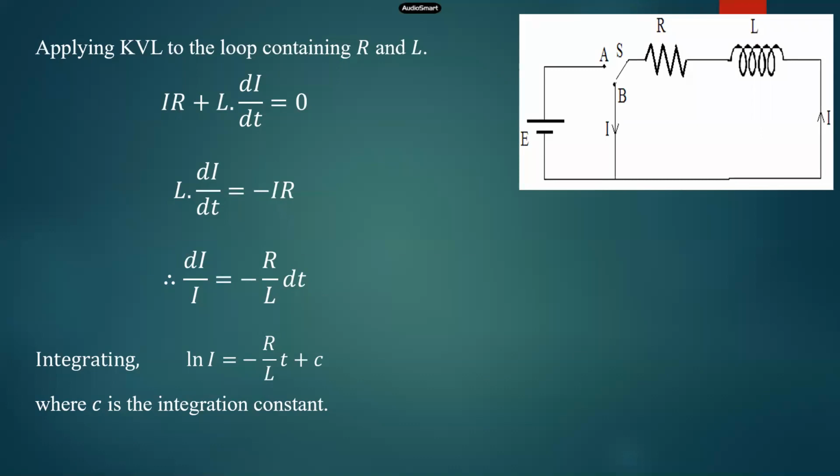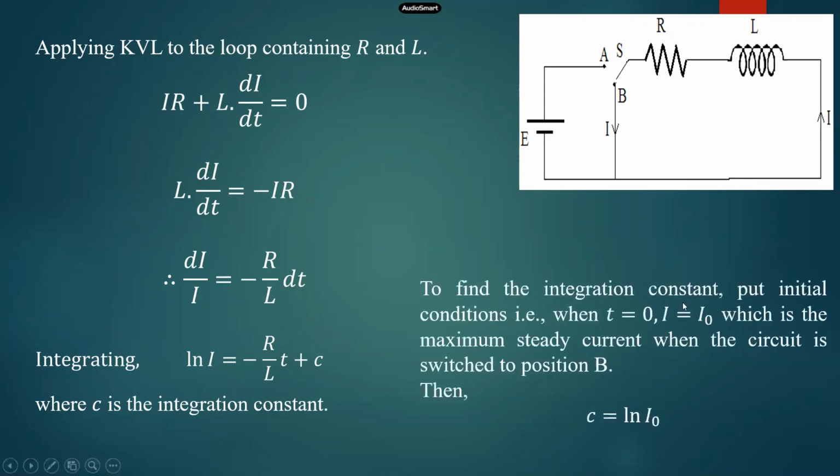Integration of 1 by I is ln of I. Okay. Then integration of dt is simply t. So you have got the solution for the equation as ln of I is equal to minus R by L into t plus some integration constant C. To find the integration constant, you put the initial conditions.